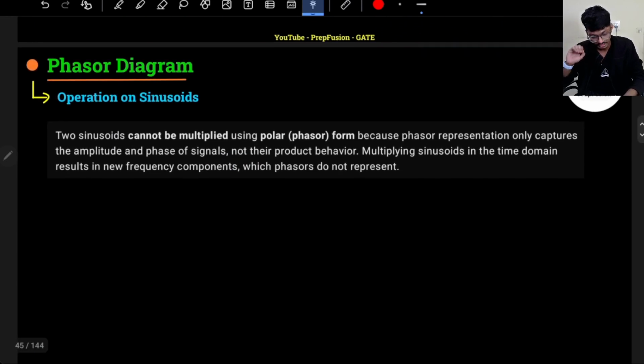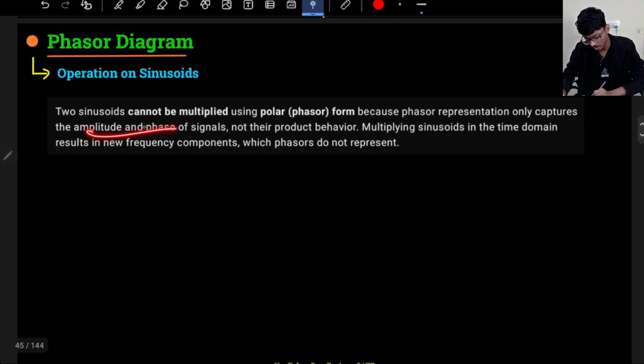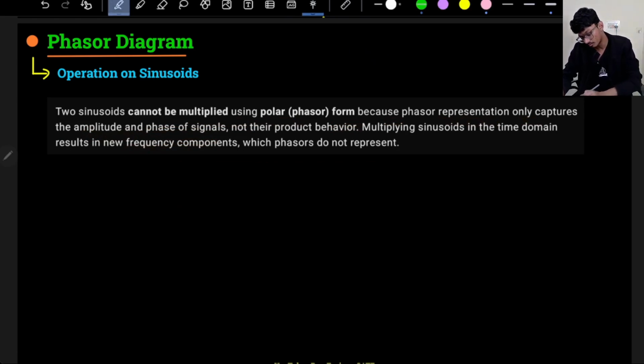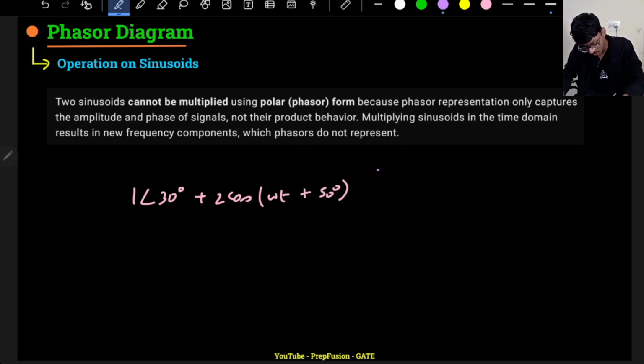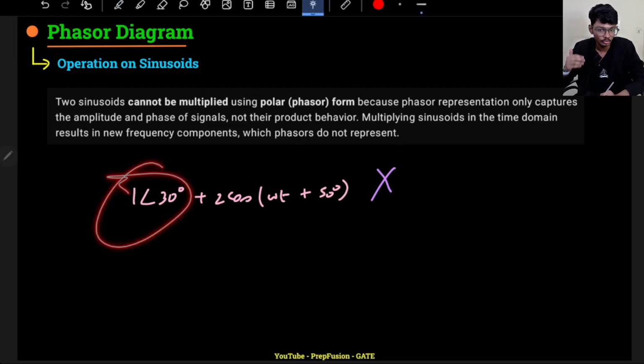That is what I have written in the point, that two sinusoids cannot be multiplied using polar or phasor form, because phasor representation only captures the amplitude and the phase of the signals, not their product behavior. Also, one more thing you cannot do. Let's say something like this is written: 1 angle 30 plus 2 cos omega t plus 50. This also is not a valid operation, because 1 angle 30, I don't know what it is.